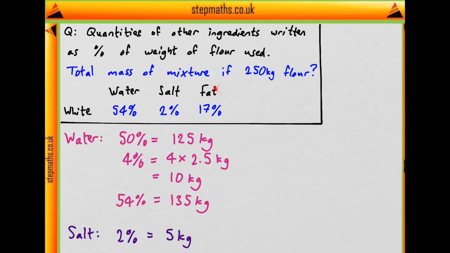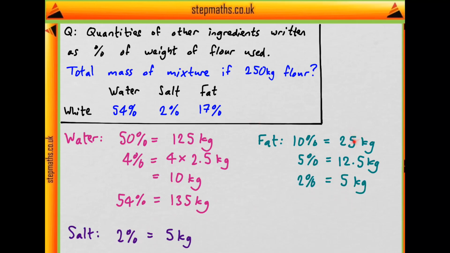And for fat, we want 17%. How should we split this up? So we can start with 10%, and we know that is just 25. Then we have 5%, that's just half of 10%, which is 12.5. Then we have 2% remaining to get to 17%, and we already know 2% is 5. So the sum of these three, well, that would make 37.5, plus another 5 is 42.5. So we have the mass of each of our ingredients.